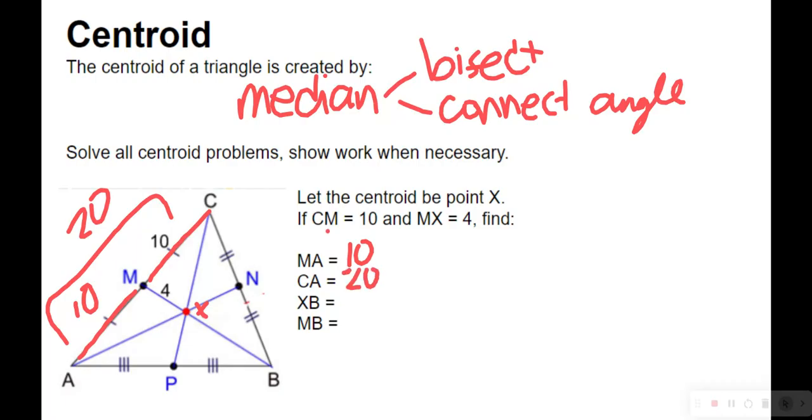Okay, then it wants XB. XB is right here. That's the longer part. So if I know the shorter part, I double it to get the longer part. So XB is 8. And then altogether, 4 plus 8, MB is going to be 12.